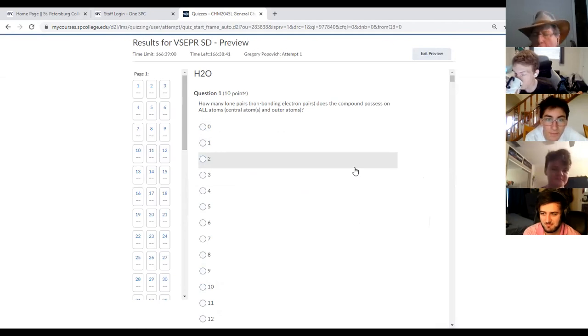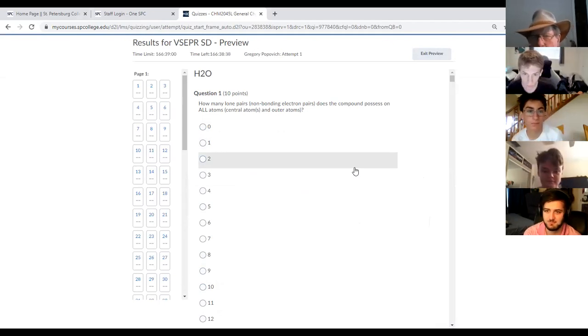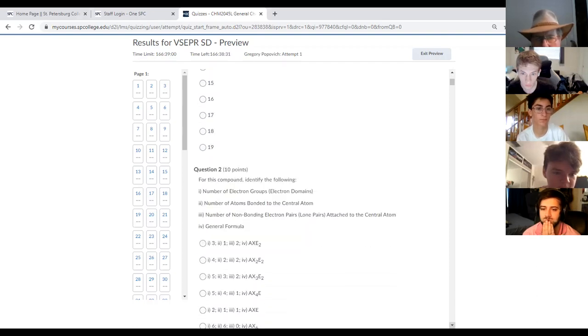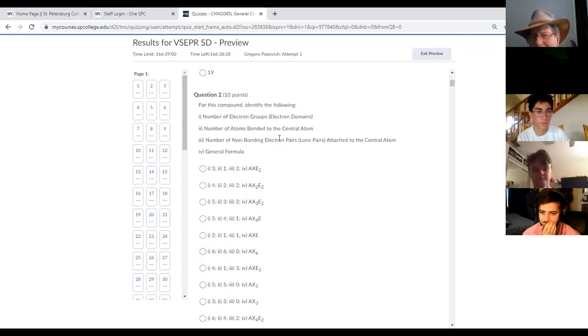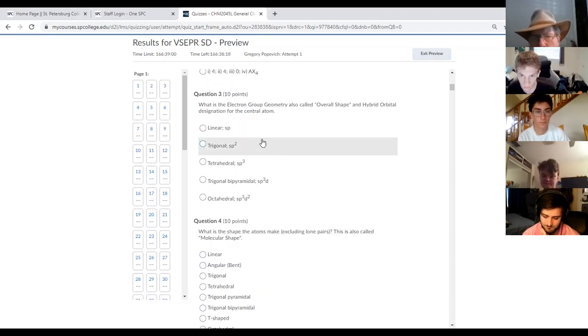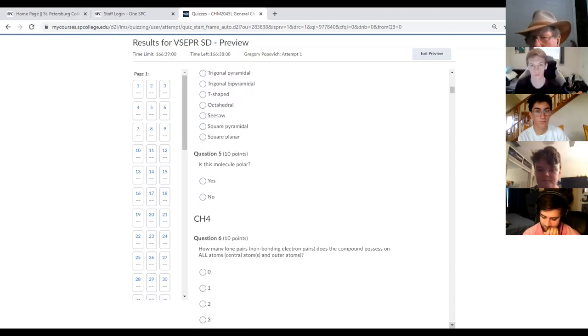Each question is going to be the same. They're going to ask you how many lone pairs are there? Second question, I'll go through and identify how to do this. You're going to have 4 questions to answer for question 2. I will go through this next week. You're going to have what the electron geometry is, what the shape is, and is it polar? So you're going to have 5 questions. Question 2 has 4 parts to it. You're going to need to do this for, divide 90 by 5, 18 different compounds.